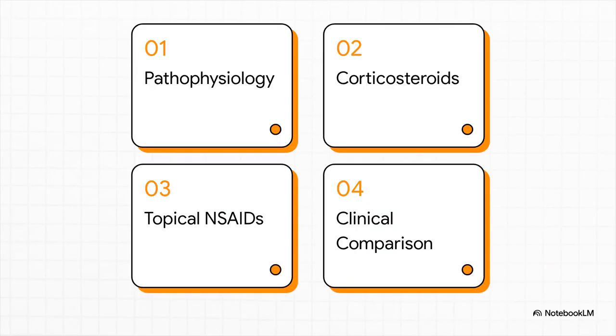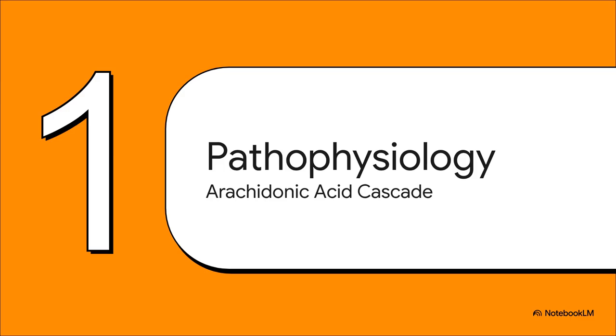So let's take a quick look at today's roadmap. We are going to start with pathophysiology, move right into corticosteroids, then hit topical NSAIDs, and we'll wrap the whole thing up with a clinical comparison. Section 1. Pathophysiology, the arachidonic acid cascade.